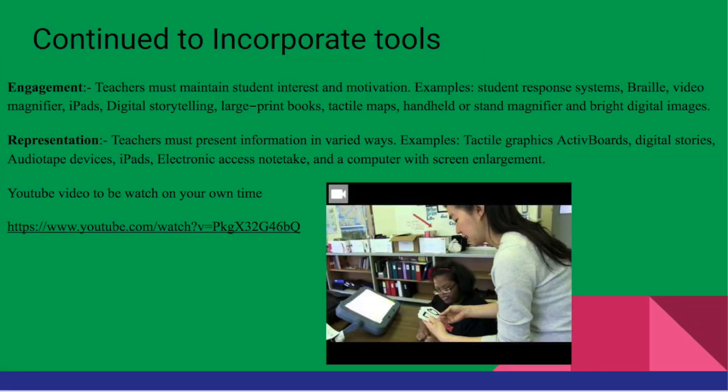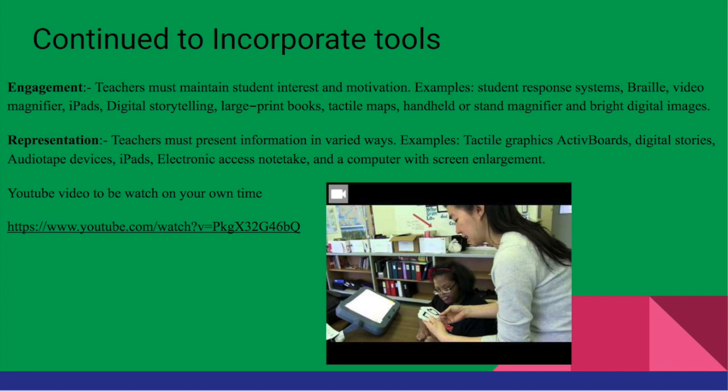The second and third one is means of engagement and also means of representation. Means of engagement, choice of topic, simple self-monitoring checklists in learning centers for students to self-assess completion and accuracy. For example, like the Braille, the video magnifying iPad, digital storytelling, large print books, tactile map, and magnified and bright digital image. Representation, video capturing and video description.